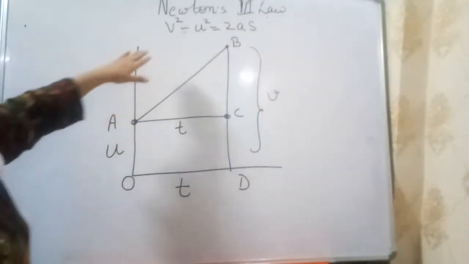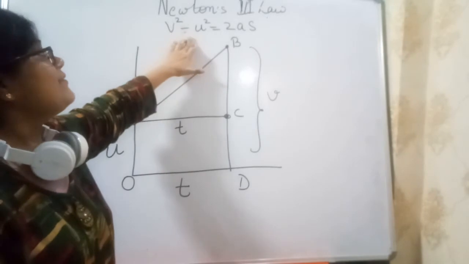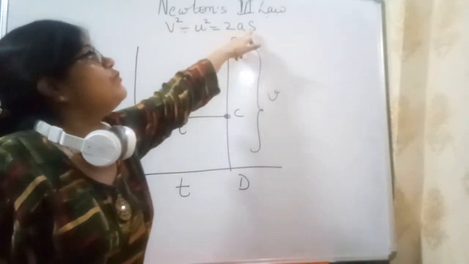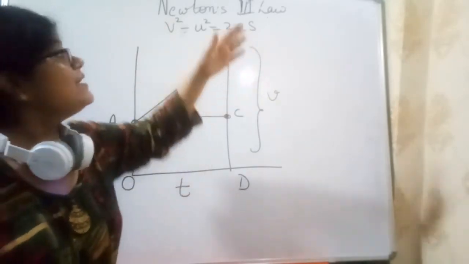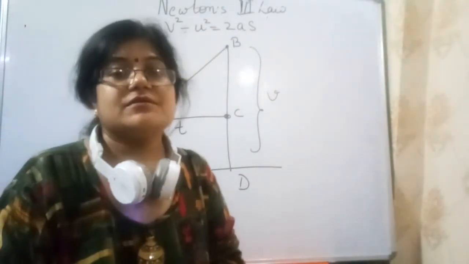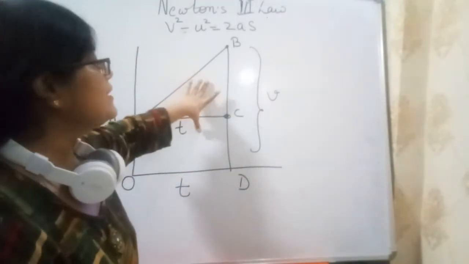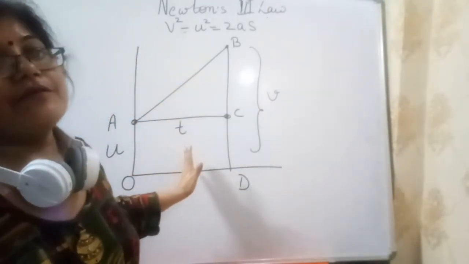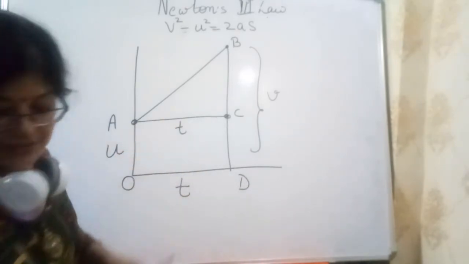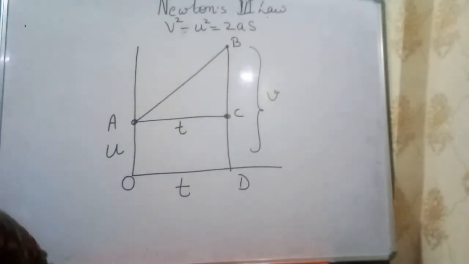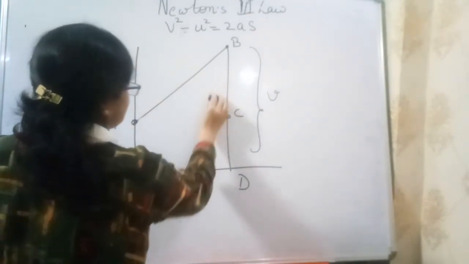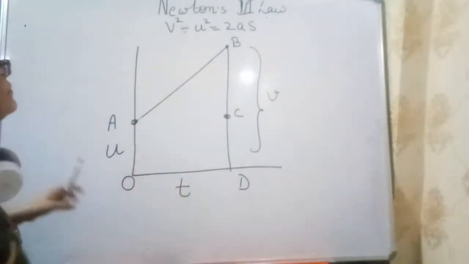Now in this equation we don't have the value of T, but we have the value of distance. That means S. S is for distance. Whenever there is an S, we have to find the area of the graph. So just remove this line AC. Clear? Now this is the picture.